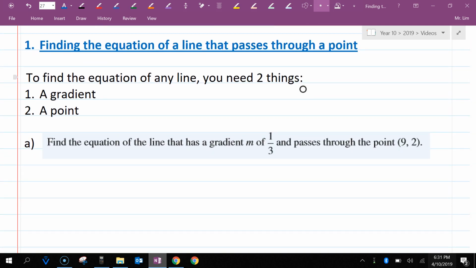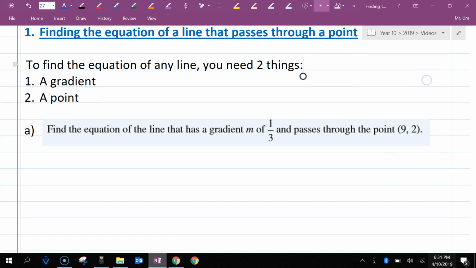To find the equation of any line, we need two things, a gradient and a point. So in question A, find the equation of the line that has a gradient m of 1/3 and passes through the point 9, 2. So we already have the gradient and we already have a point. That gradient is 1/3, our point is 9, 2.